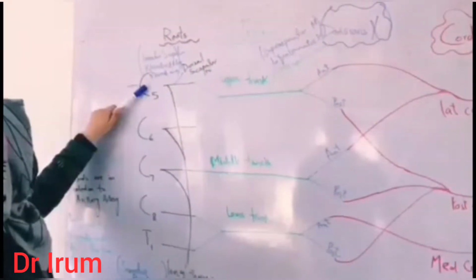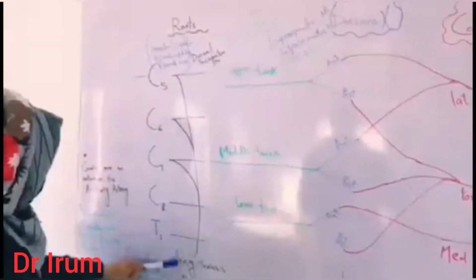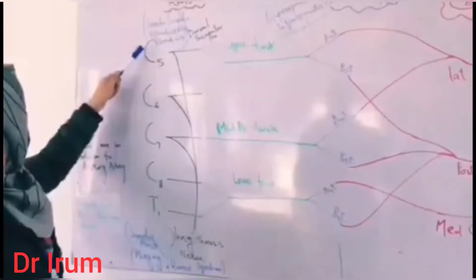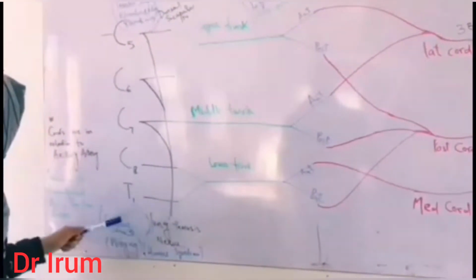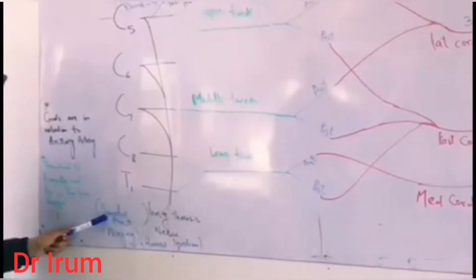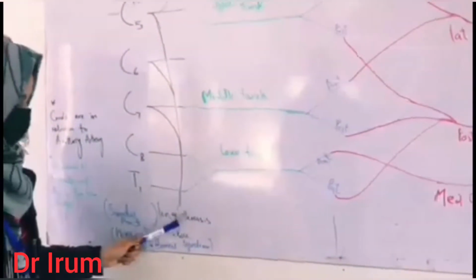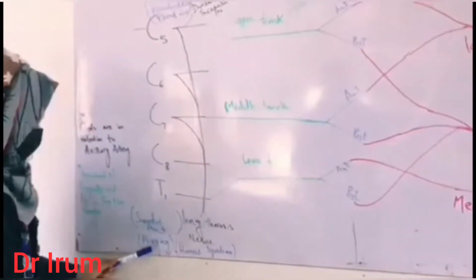Another branch originating from C5, 6 and 7 is the long thoracic nerve that supplies the serratus anterior muscle, and injury to this nerve causes winging of the scapula or Horner syndrome.